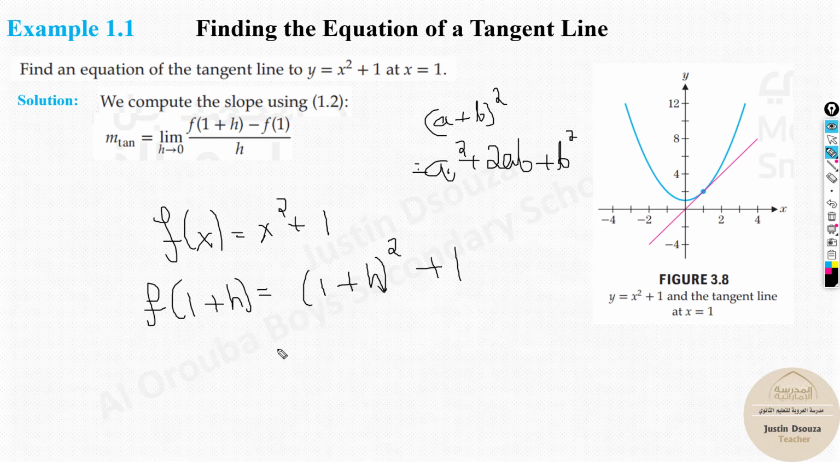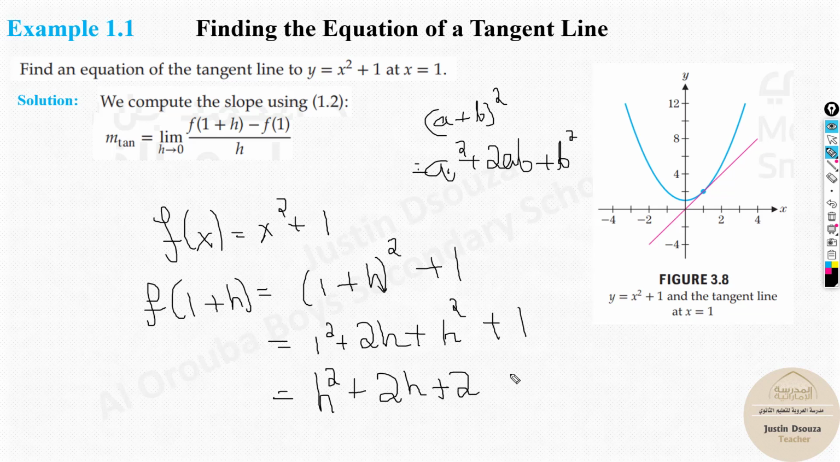Now let me write it over here. 1 square plus 2 times 1 into h is 2h, plus h square. And then this plus 1 is there. We are just simplifying what is 1 plus h. Now we get 1 plus 1. We will write the highest degree first. It is h square plus 2h plus 1 plus 1 is 2. So this is the simplification of f of 1 plus h. I'll just repeat over here.